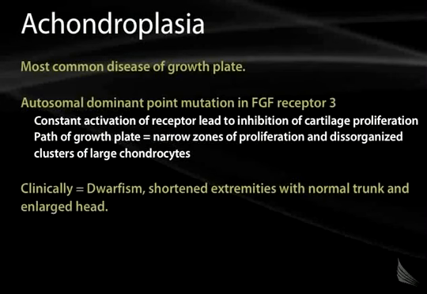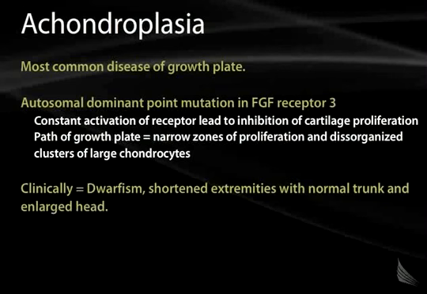Achondroplasia is the most common disease of the growth plate. It is due to an autosomal dominant point mutation within fibroblast growth factor receptor 3. This point mutation leads to constant activation of the receptor, which leads to inhibition of cartilage proliferation.